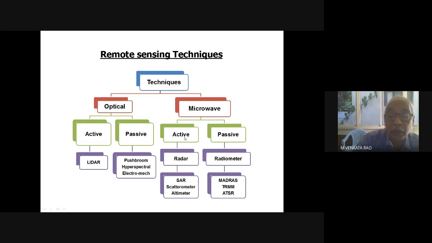Similarly, in microwave, active is radar, and synthetic aperture radar. Examples of radar are scatterometer and altimeter. These are the different types of radars. Under passive microwave, again the Earth emits. Earth emission is there in the passive also, so in the microwave also. The passive radiometers come under passive. Examples are MADRAS, another name of the payload, the Tropical Rainfall Measuring Mission, and long track scanning radiometer. This type of radiometer is used for passive sensing in microwave.